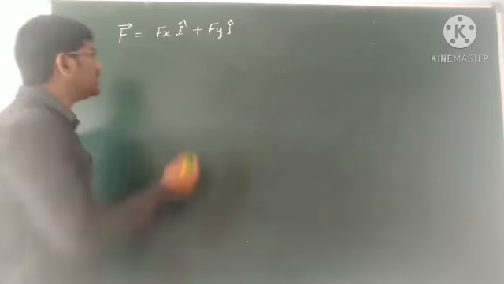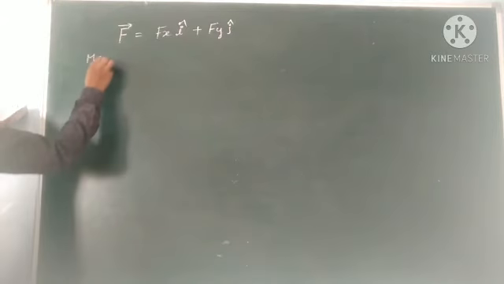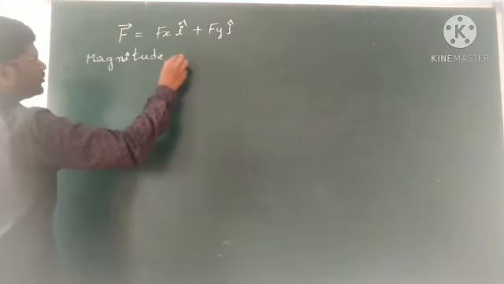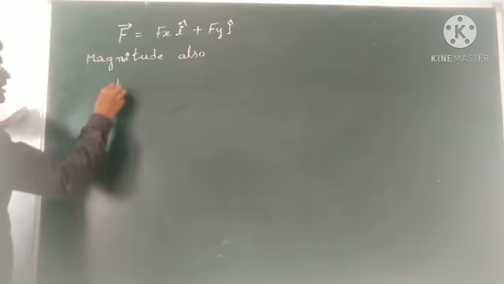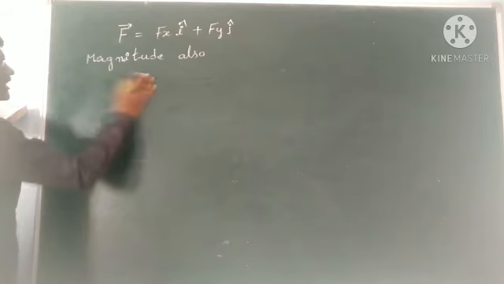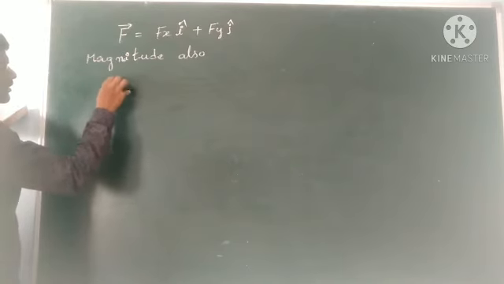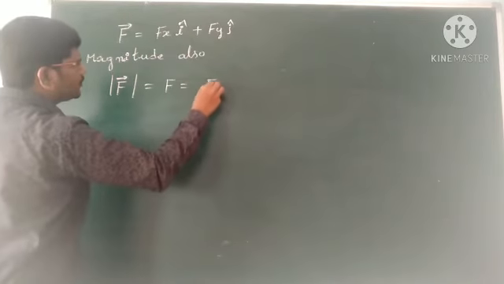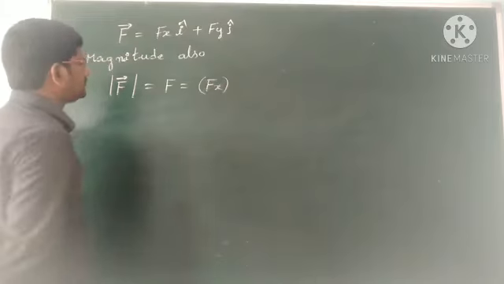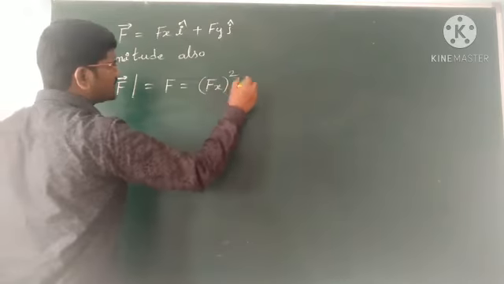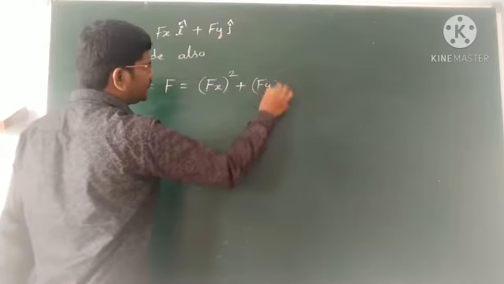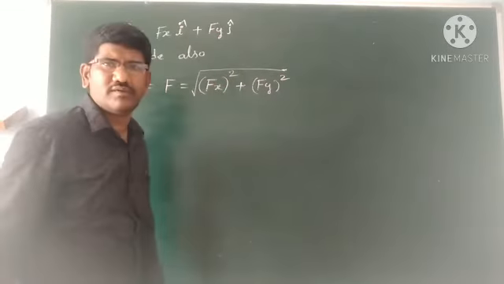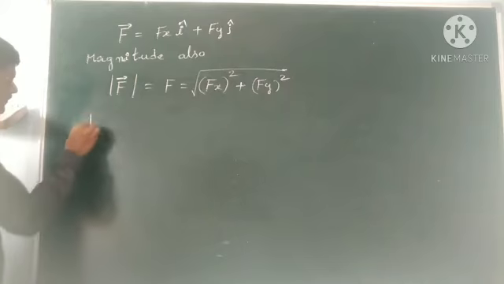Okay, students, and we can write its magnitude also. That is called the modulus of F bar. Modulus of F bar is equal to F, that F is equal to the square root of Fx squared plus Fy squared. So it means i coefficient squared plus j coefficient squared we will write.